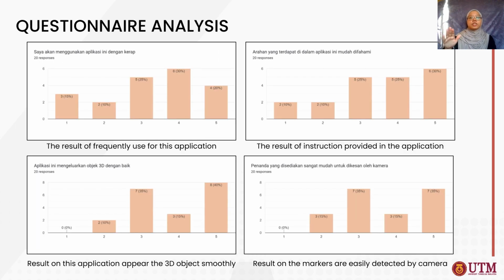So this is the question analysis for section B, which is the post-experiment result. The application performance was assessed on a linear scale ranging from 1, which is strongly disagree, to 5, strongly agree.